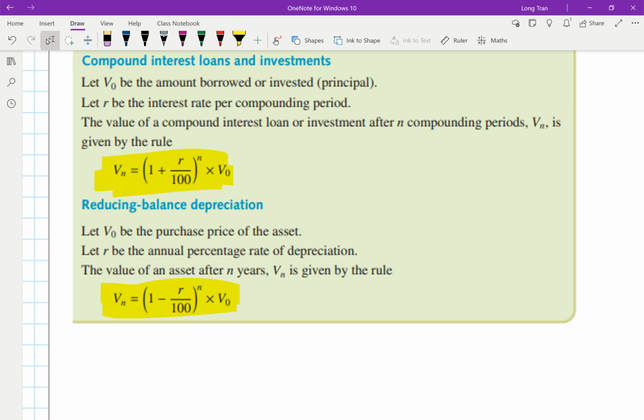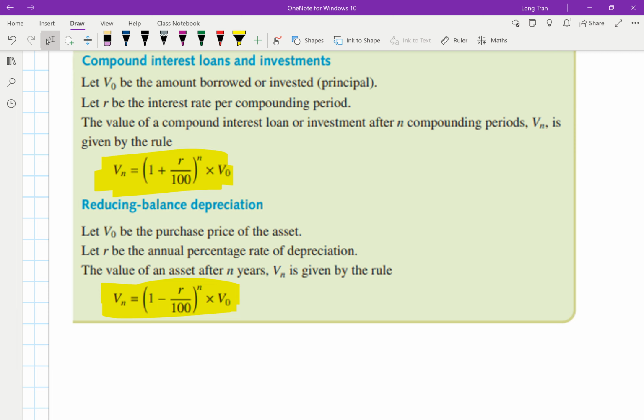The value is equal to V naught, which means the amount you started off with, multiplied to the rate added on, or the rate subtracted from your original, to the power of n, which means how many times you're going to compound that. This is a geometric sequence, hence it's to the power of n, right?